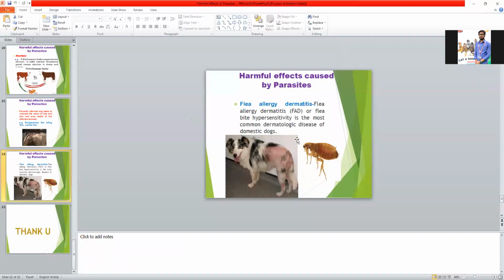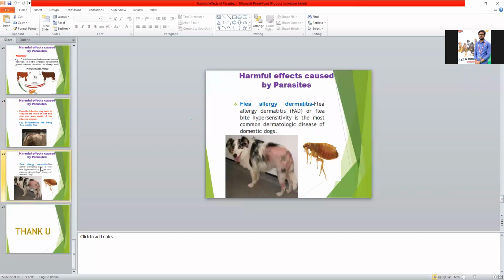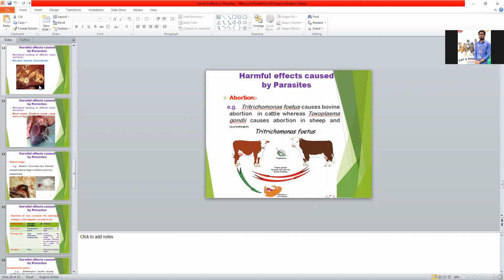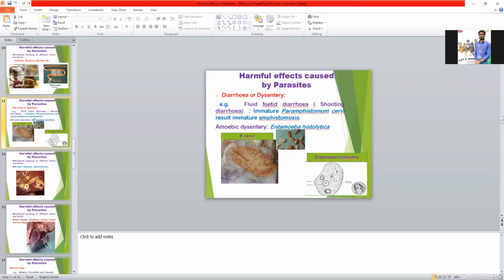This causes allergic dermatitis in the infected dog. This is the allergic dermatitis in the infected dog. So flea is an ectoparasite that causes allergic dermatitis in the infected host. Another is, some of the parasites also cause diarrhea or dysentery in the infected host.